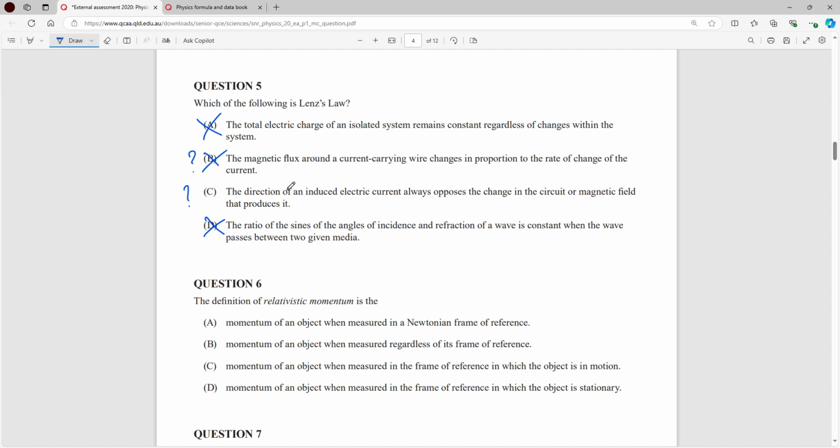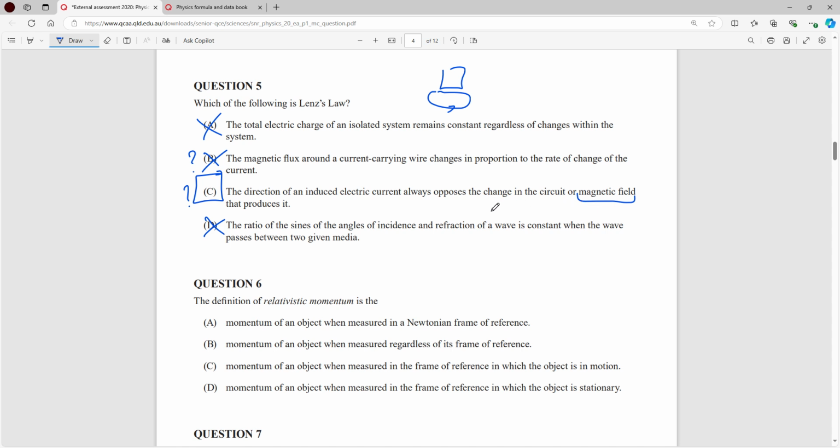C, the direction of an induced electric current. So if a magnet goes through a coil, it will produce an electric current that goes around like this, depending on which is north and south. They will always oppose the change in the circuit or magnetic field that it produces. So they've mentioned magnetic field it produces. So here I think the answer is C. I'll double check what I put. Yep, the answer is C.